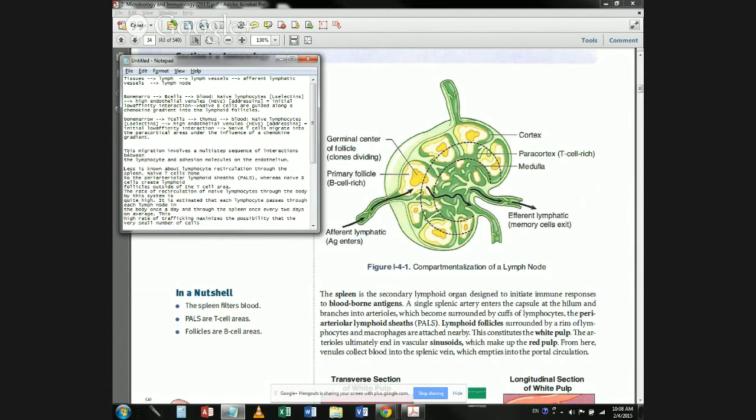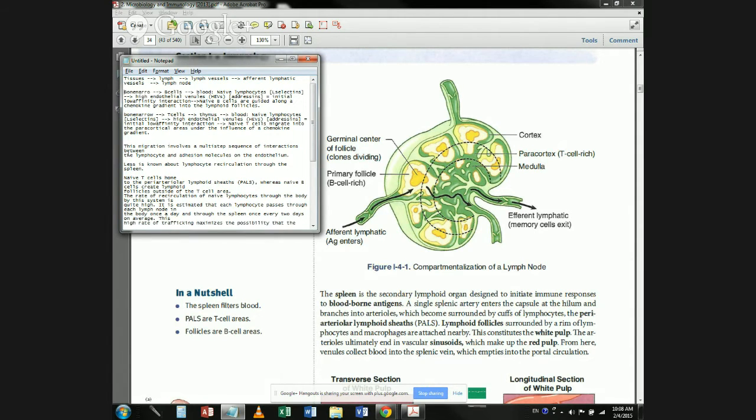Less is known about lymphocyte recirculation through the spleen. Now we're talking about the spleen. So we're done with the lymph nodes. Let's quickly review, right? So here's a lymph node. You have one area where the lymph is coming in and some other route where the blood is also coming into the lymph node somehow, but it doesn't display it here.